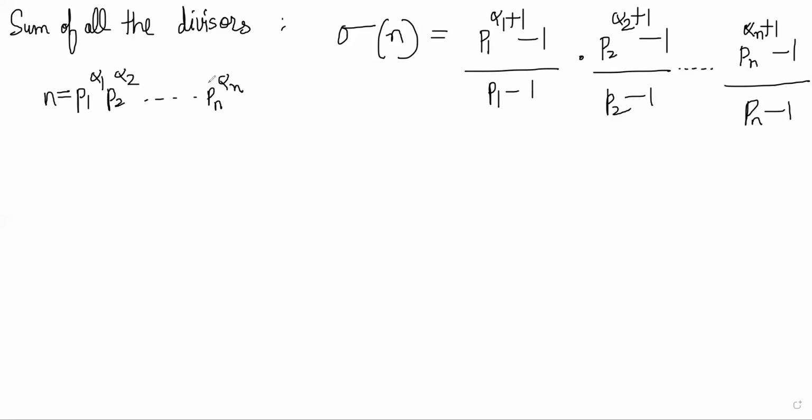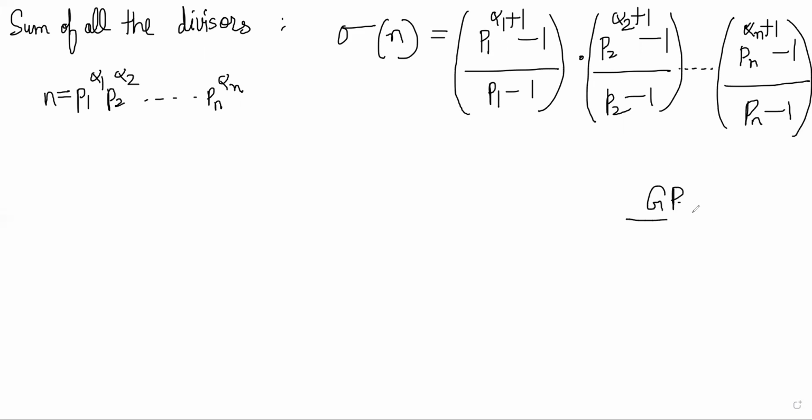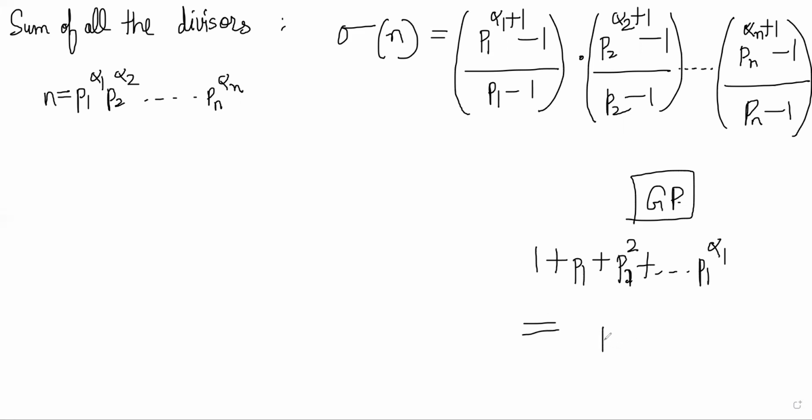Now, how is this happening? These are all sums of GPs, geometric progressions. Have you heard of geometric progression? If you have a geometric progression like 1 plus P1 plus P1 square till P1 power alpha 1, then the sum of that would be, since there are actually alpha 1 plus 1 terms here, P1 power alpha 1 plus 1 minus 1 by the common ratio minus 1, which is P1 minus 1. So that is what is happening here.